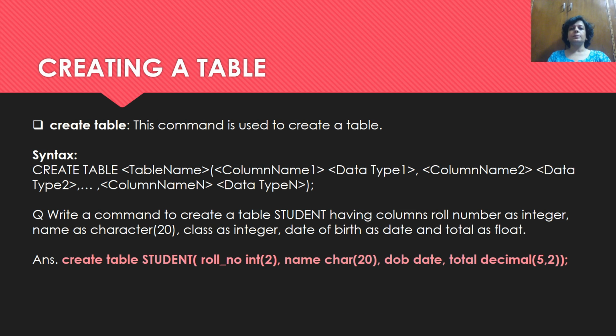Creating a table. Create table. This command is used to create a table. You can view the syntax of this command on the screen. Create table is a keyword which has to be written as it is, and it is followed by the name of the table which you want to create. After that, within parentheses, you have to give the column name and their respective data types. The column name and the data types are separated by a comma. Don't forget to give semicolon after every command.